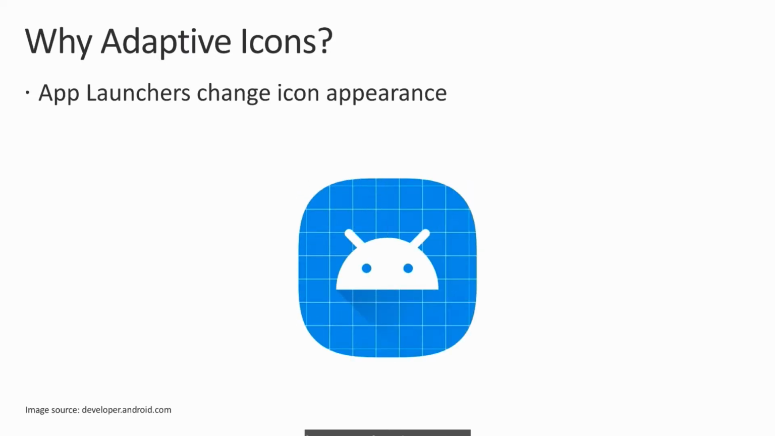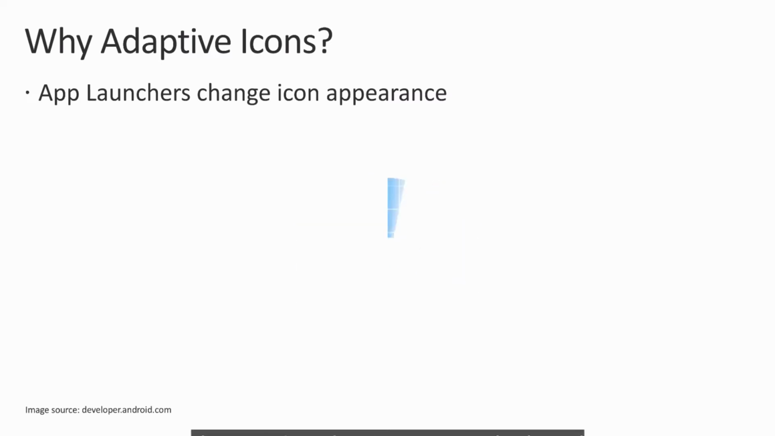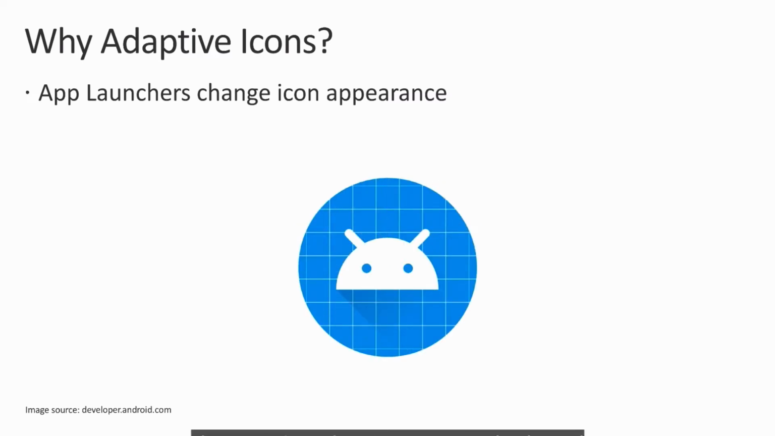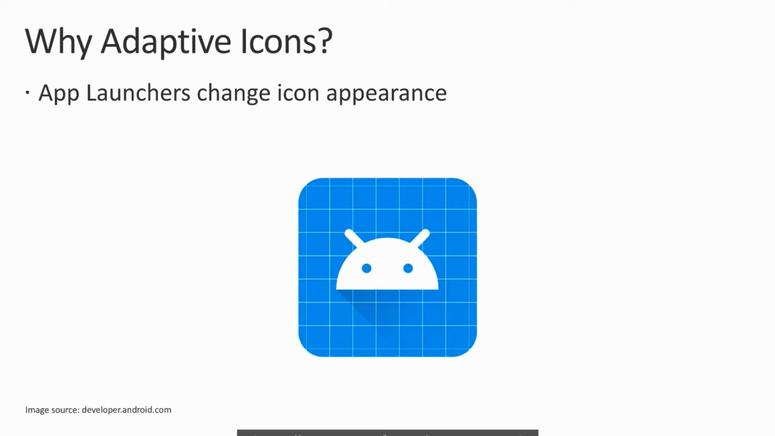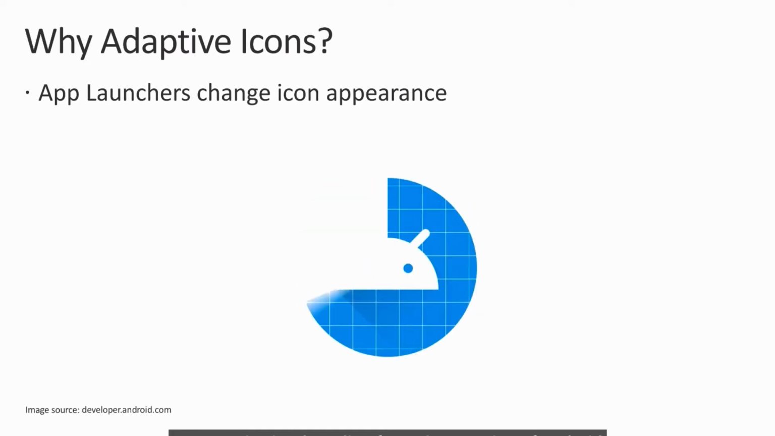So hence adaptive icons. They are an icon whose appearance can be changed by the app launcher or by the OEM of the device itself. It just allows another entry point of customization slash branding for a given version of Android.